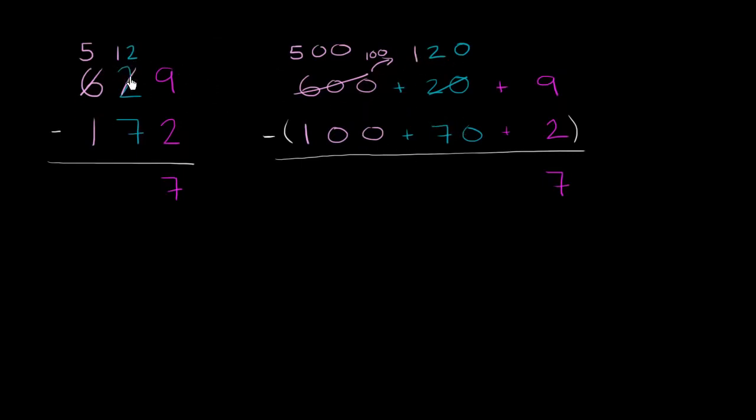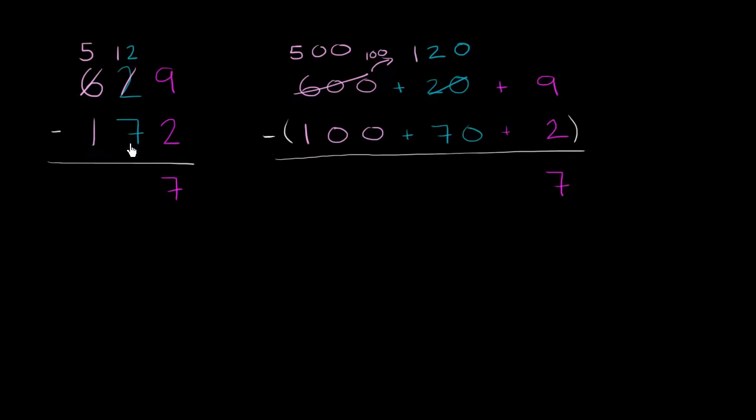There's no magic here. This is often called borrowing, where you say, hey, I took a 1 from the 6 and I gave it to the 2, but wait, why did this 2 become a 12? Why was I able to add 10? Well, you've added 10 tens, or 100. You took 100 from here, so 600 became 500, and then 20 became 120. But now we're ready to subtract.